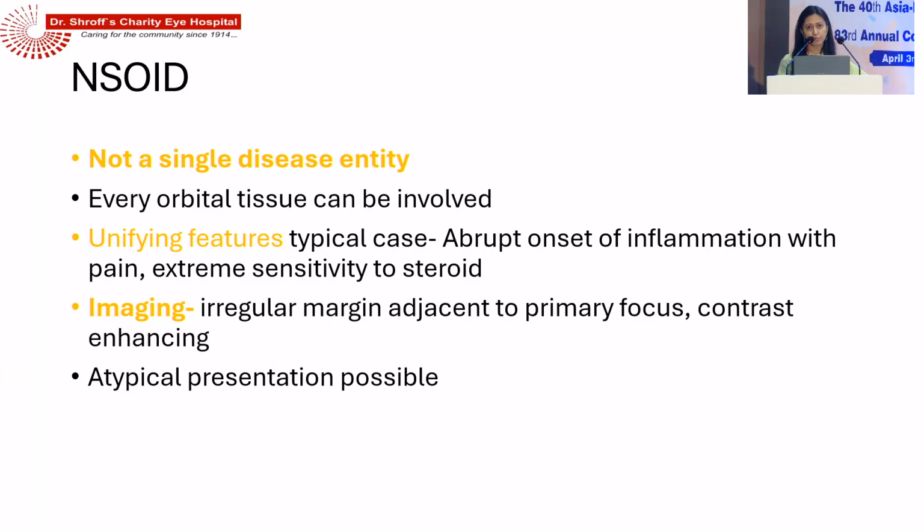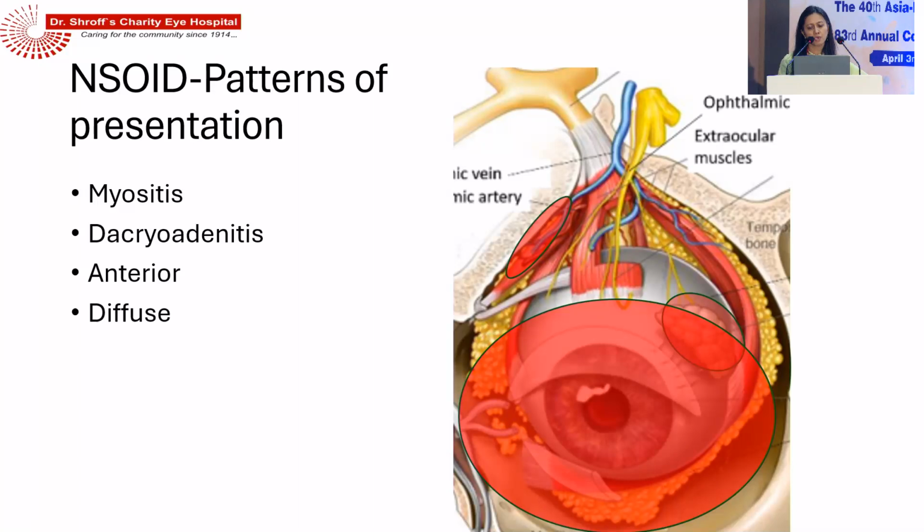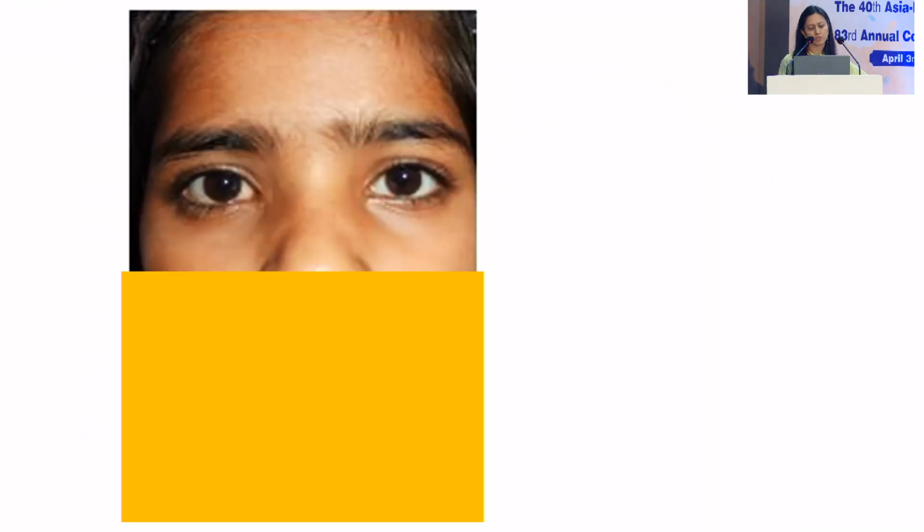But we have to remember that atypical presentations are also possible. So according to the anatomical structures present in the orbit, the patterns of presentation could be based on which structure is affected. If the muscles are affected, it becomes a myositis; lacrimal gland, dacryoadenitis; anterior inflammation; diffuse inflammation. If the orbital apex is affected, apical; and if the inflammation is predominantly around the optic nerve, it's perineuritic. And the last variant, which is again a very specific variant, is the sclerosing variant.